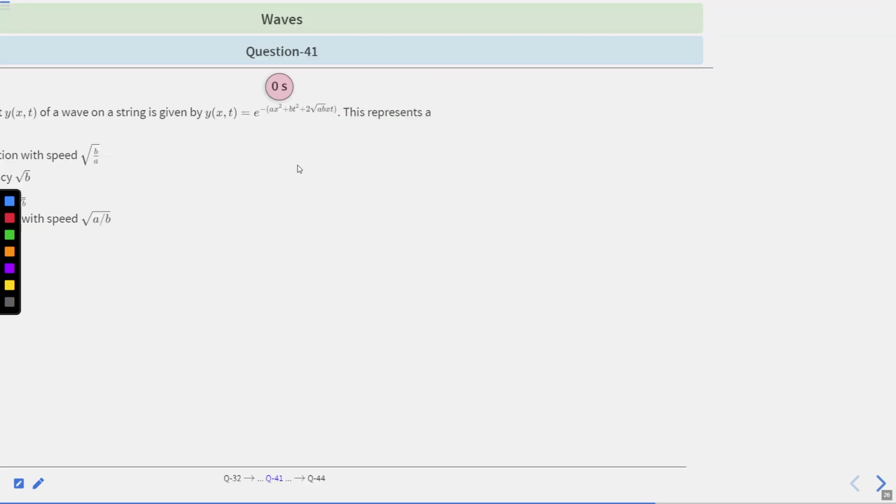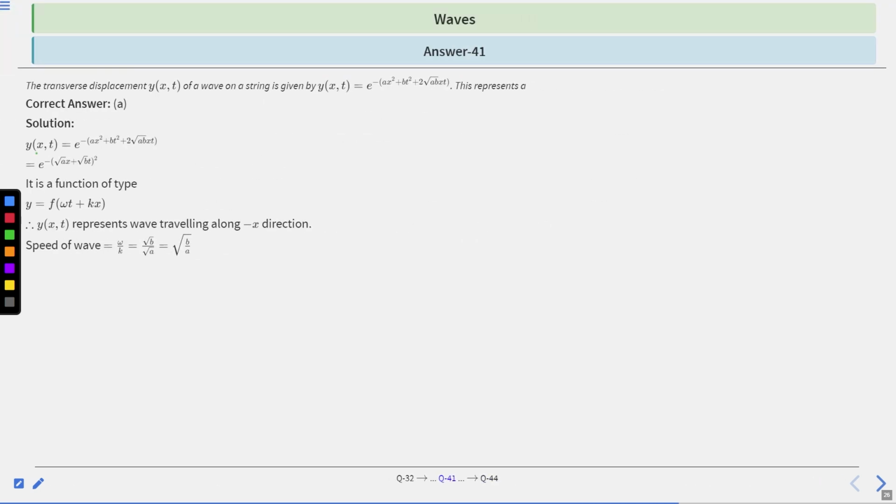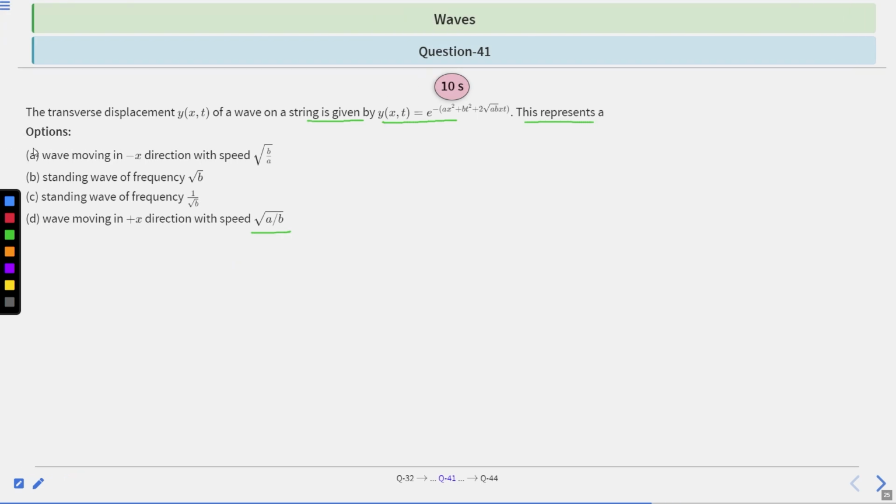Let's find a solution. So this is the equation which is given in the question. It is a function of the type y equals f of (omega t plus kx). This is the function. So y of x, t represents a wave traveling along the minus x direction. So the speed of the wave is equal to omega by k. Here omega is under root b, and k is under root a. So under root b divided by under root a. So omega by k is equal to under root b by a. So the correct answer is A.